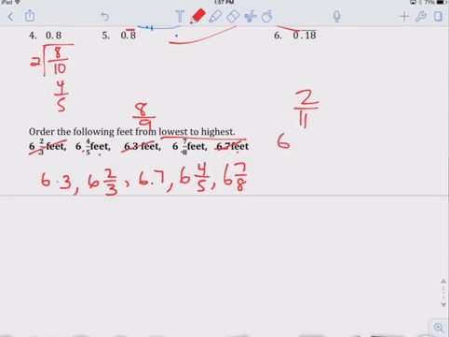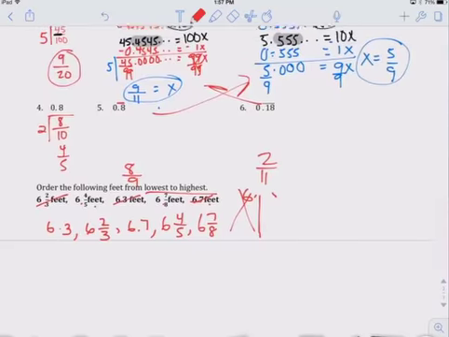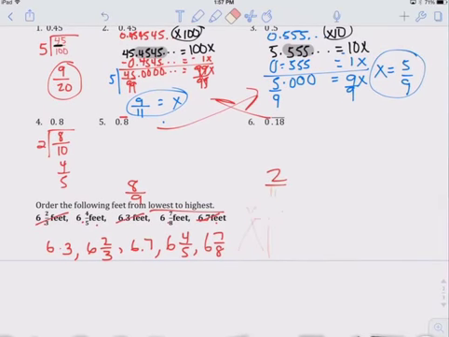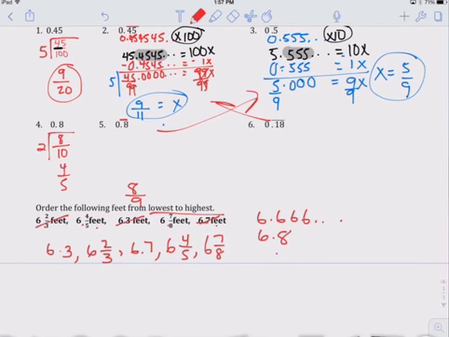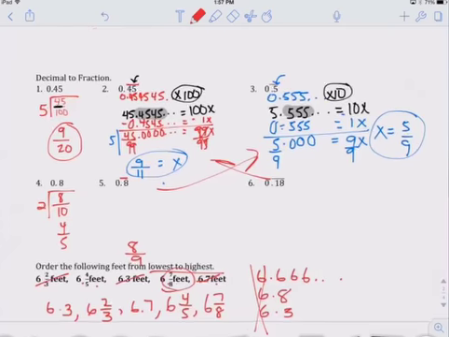I need you to line it up. 6 point whatever, crossing it out. That's what I'm going to look for in your homework, okay? Means I need to see 6.666 dot dot dot, 6.8, 6.3, and finish giving me the rest, and then crossing out the ones that are the same so I can see you compare. That's the end of the line.